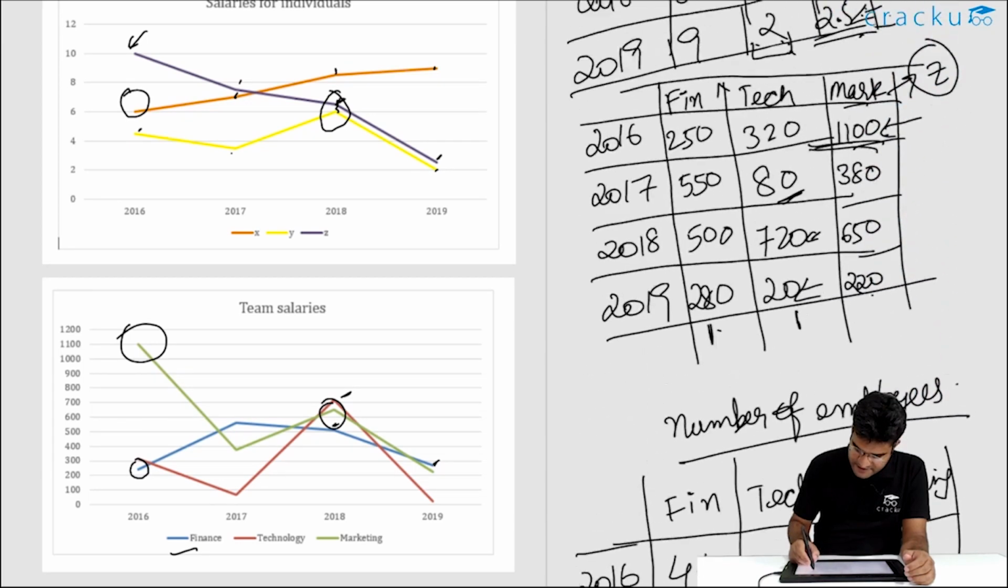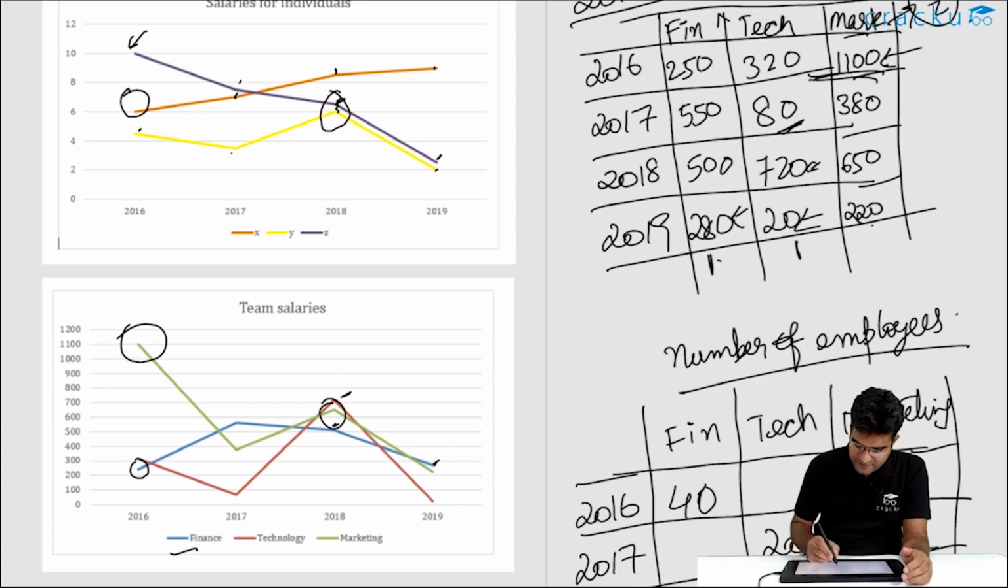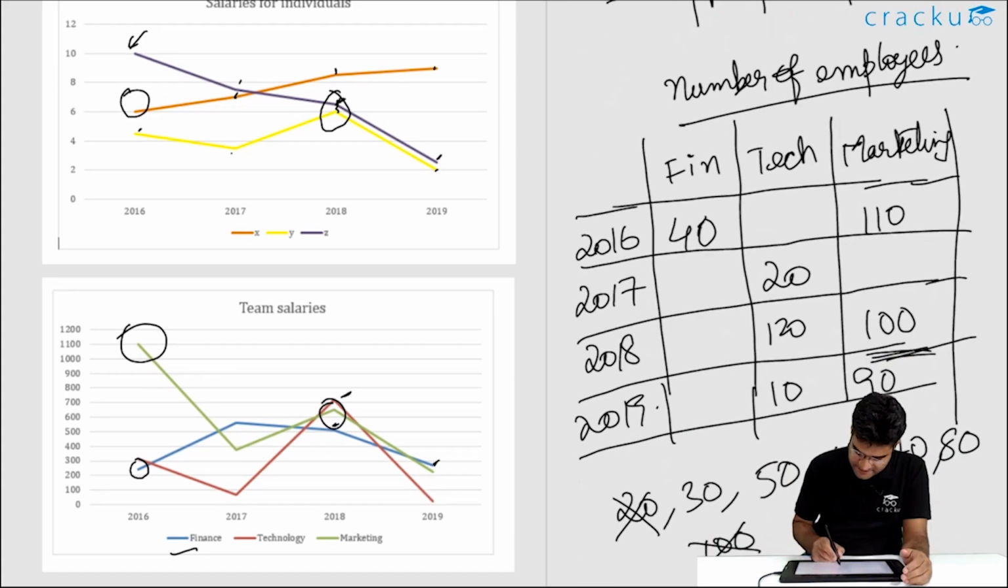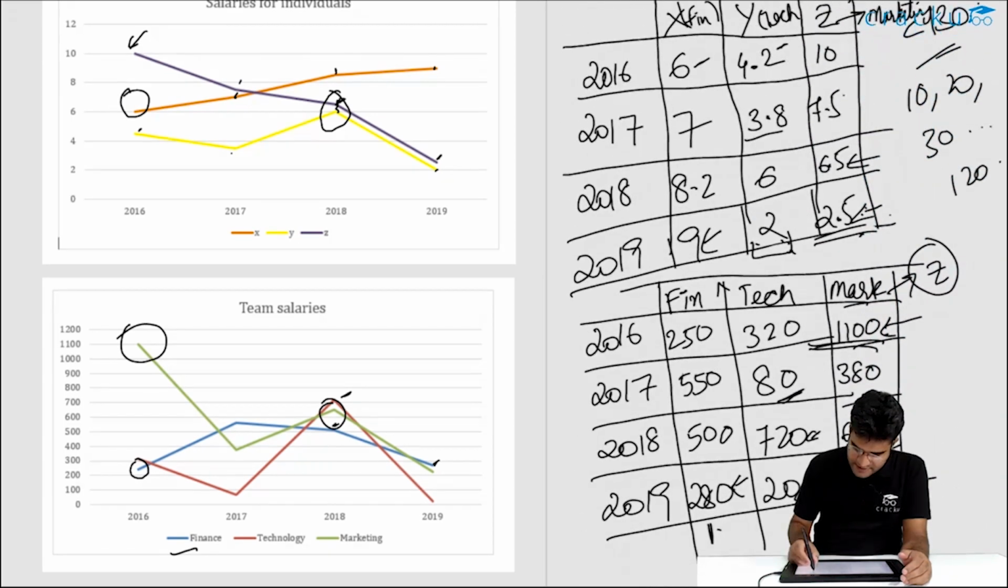Now let us see where we can find 30. This is 9 and this is 280. So 9 and 280, again the ratio is close to 30, it is close to 31. So probably instead of 280, this was actually 270. This is also gone.